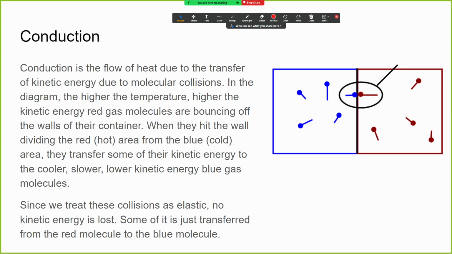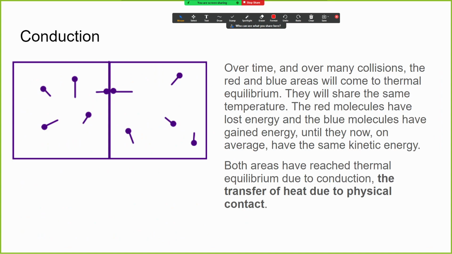And that's a really important statement here about those collisions being elastic as far as energy conservation goes, because this becomes much more of a headache if energy is not conserved. Okay, so over time and over many, many collisions, the red and blue areas eventually come to a thermal equilibrium, in which they are going to share the same temperature. So the red molecules have lost energy and the blue molecules have gained energy until they now, on average, have the same kinetic energy. So both areas have reached thermal equilibrium because of conduction, once again, conduction being the transfer of heat due to physical contact.